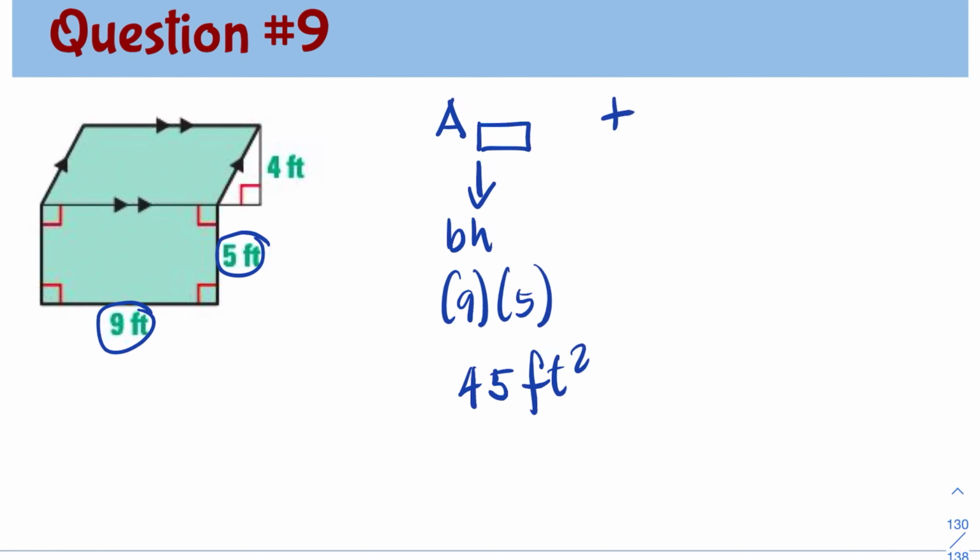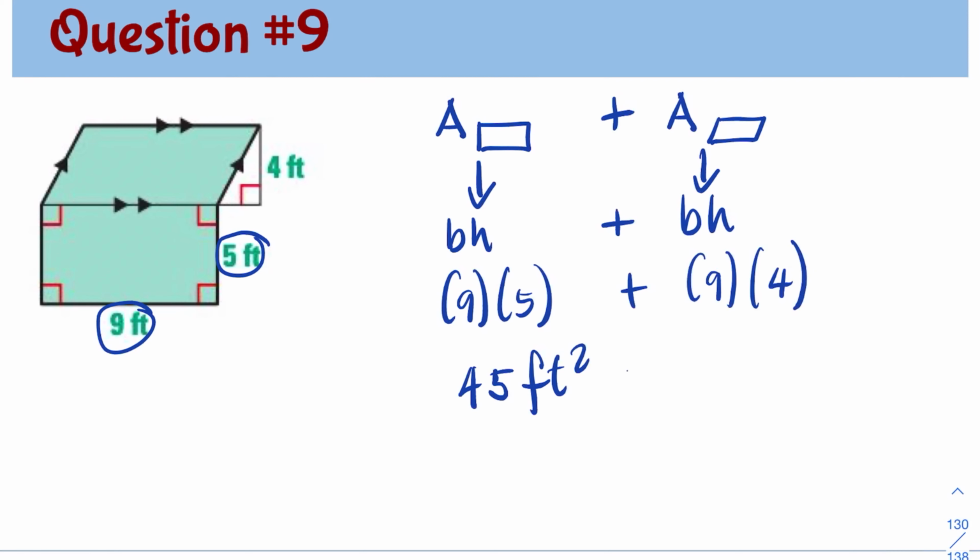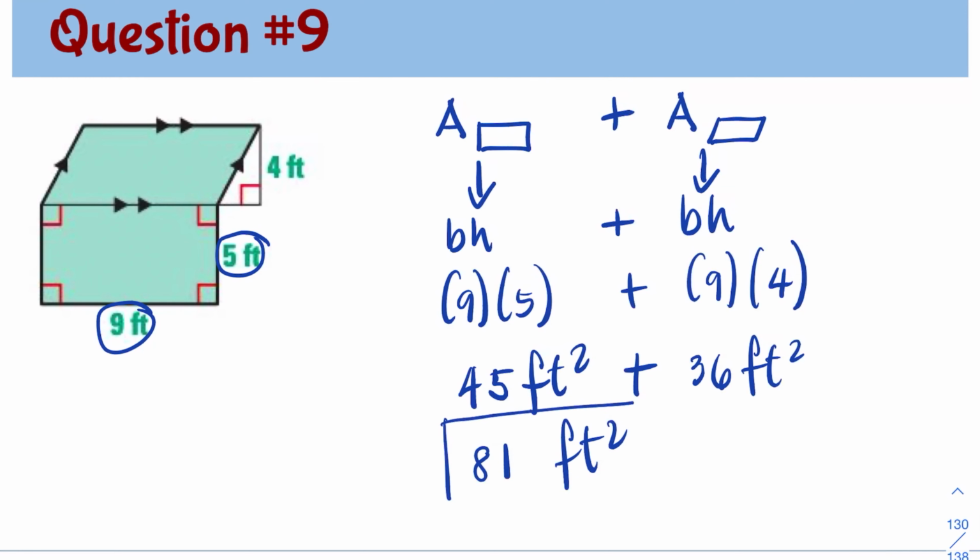Now we need to add the area of the parallelogram. For the area of the parallelogram, it's also the same thing as base times height. And in this parallelogram above, the base is also 9 feet, but the height is not 5, the height is 4 feet. So the area for the parallelogram above is 36 square feet. This means the total area for this figure is adding the 45 and 36, which is 81 square feet, which is the total area of this complex figure.